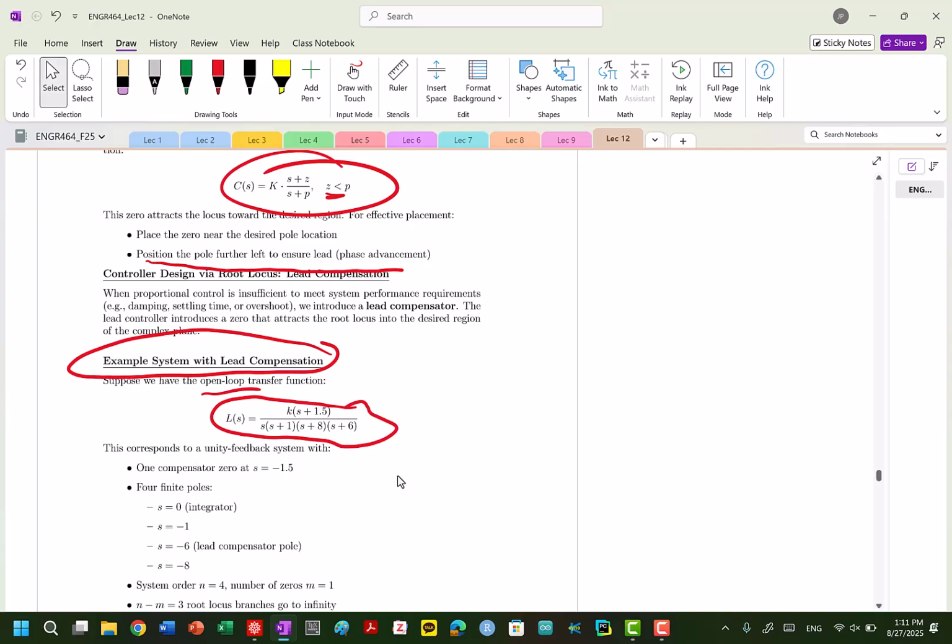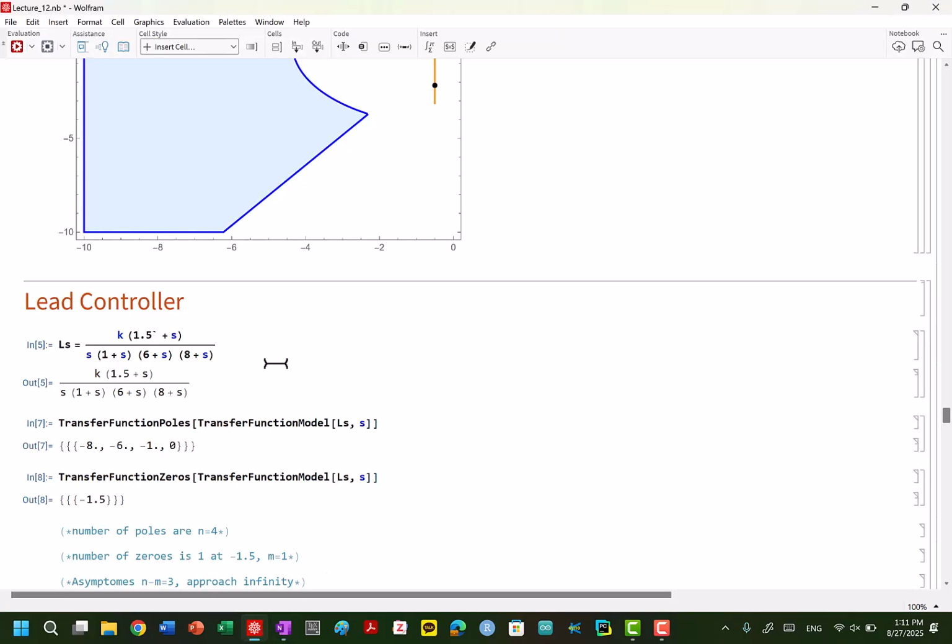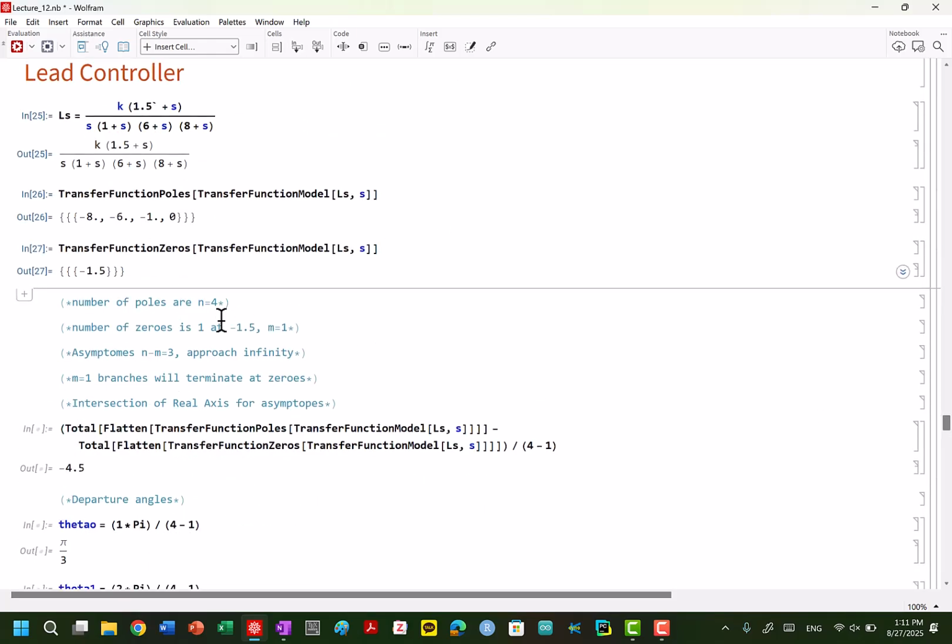So we can see a couple things already. We have 4 poles, so n is equal to 4. We also have number of zeros is 1. 3 branches, n minus 1, will asymptote or approach infinity. 1 branch will terminate at a 0. And the intersection of the real axis for asymptotes we see is at minus 4.5.